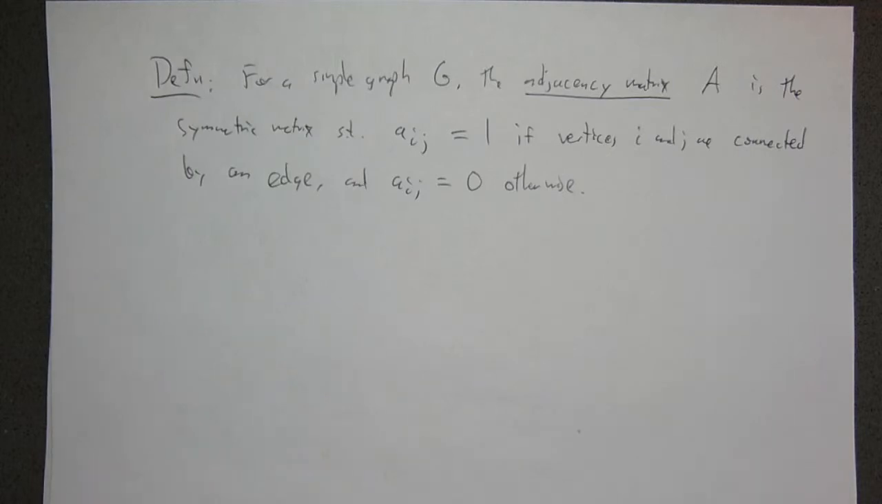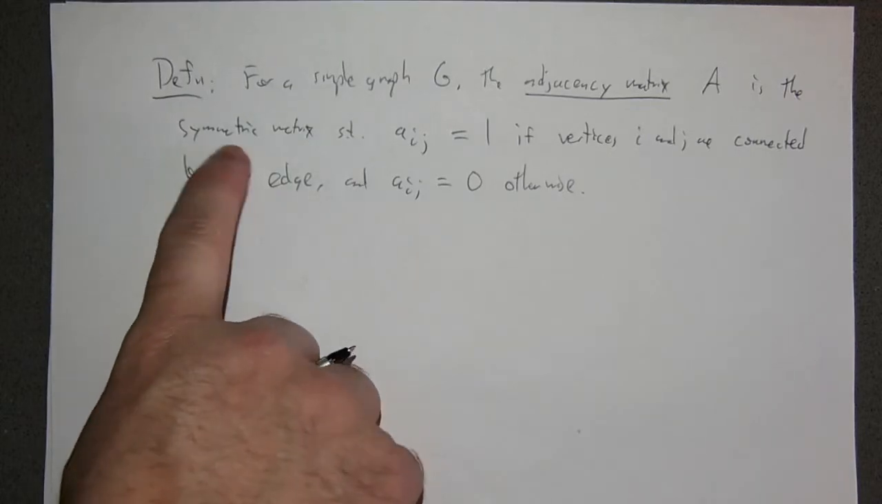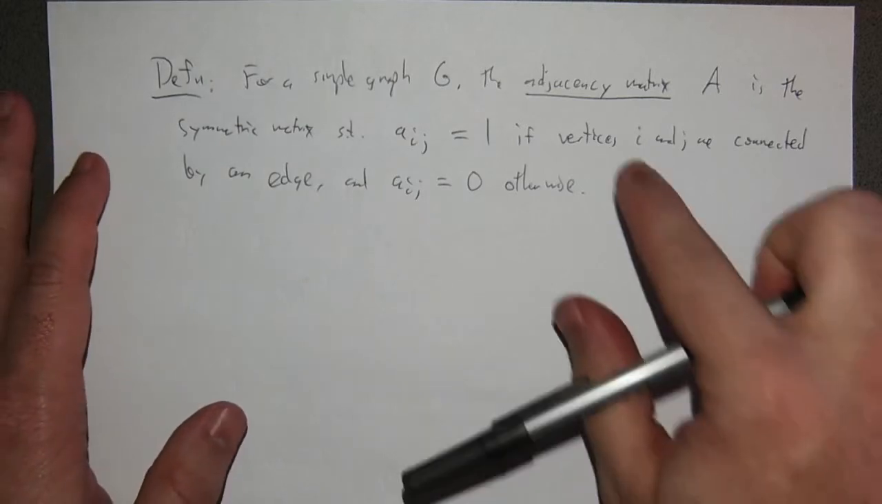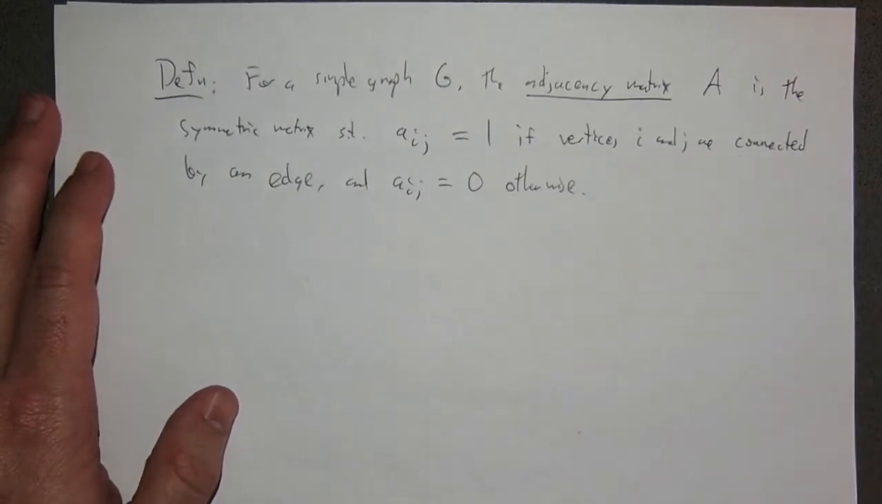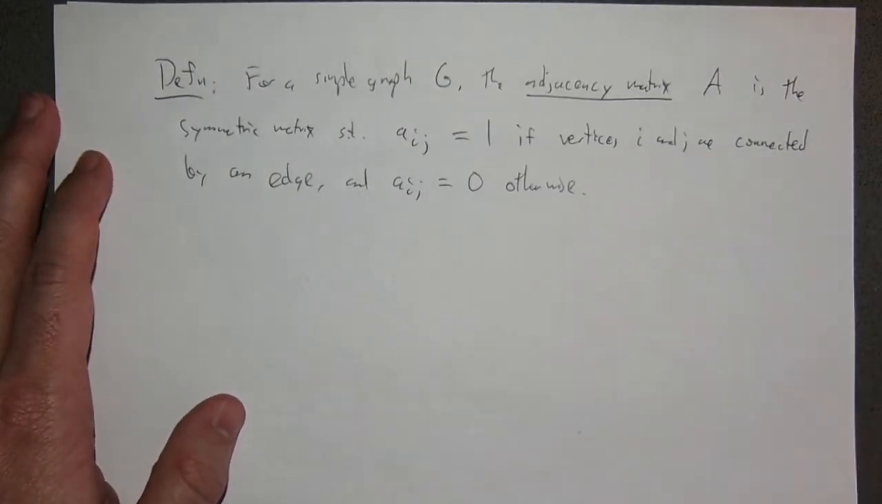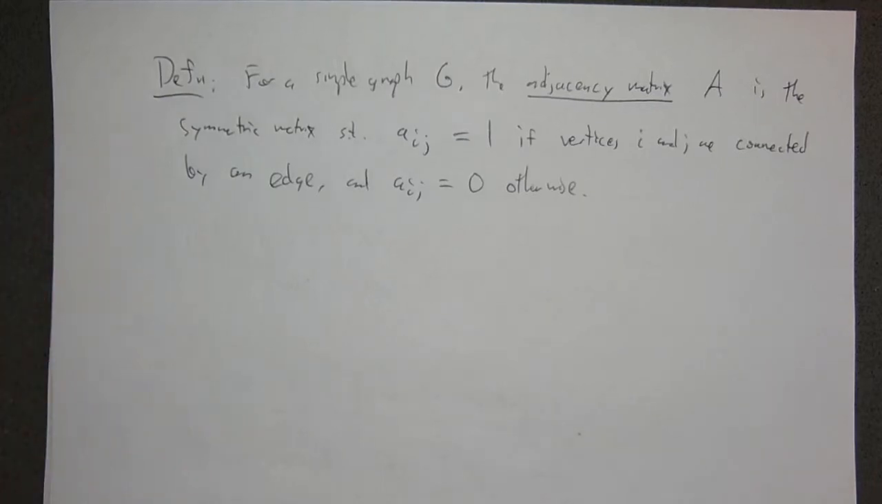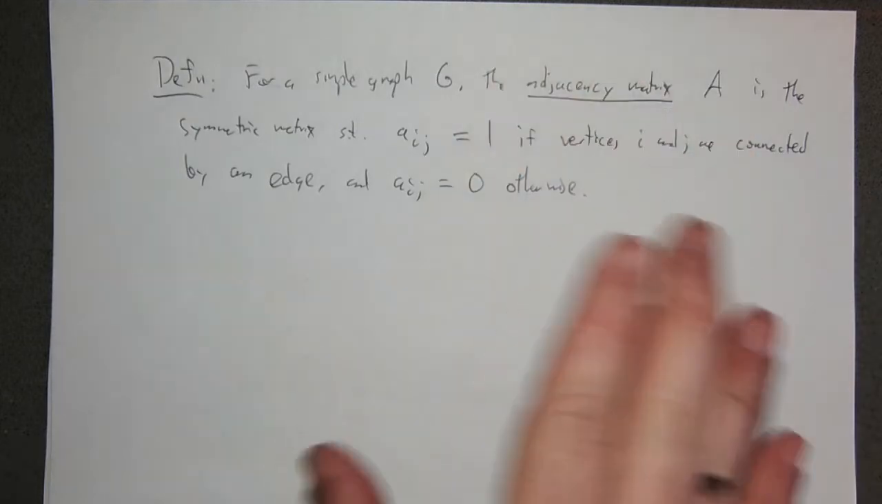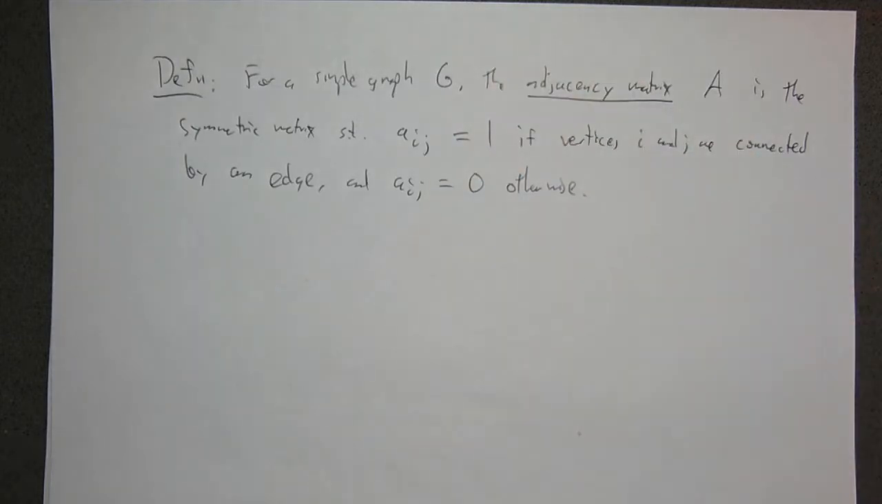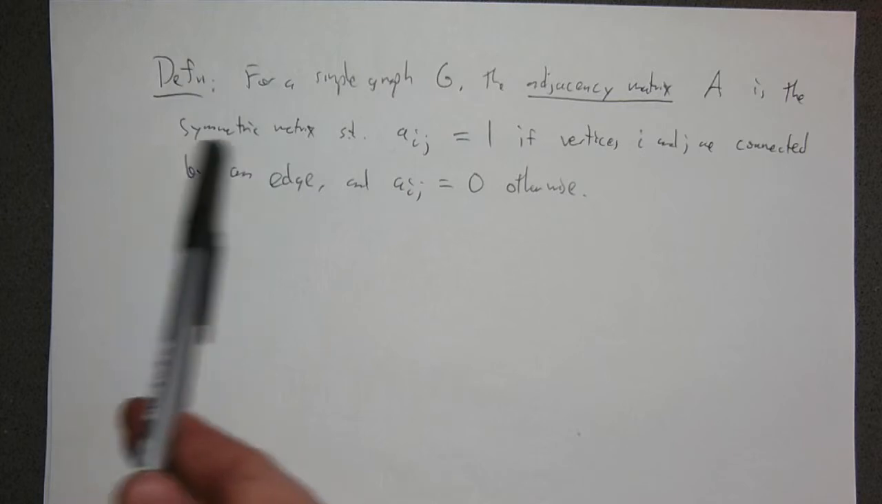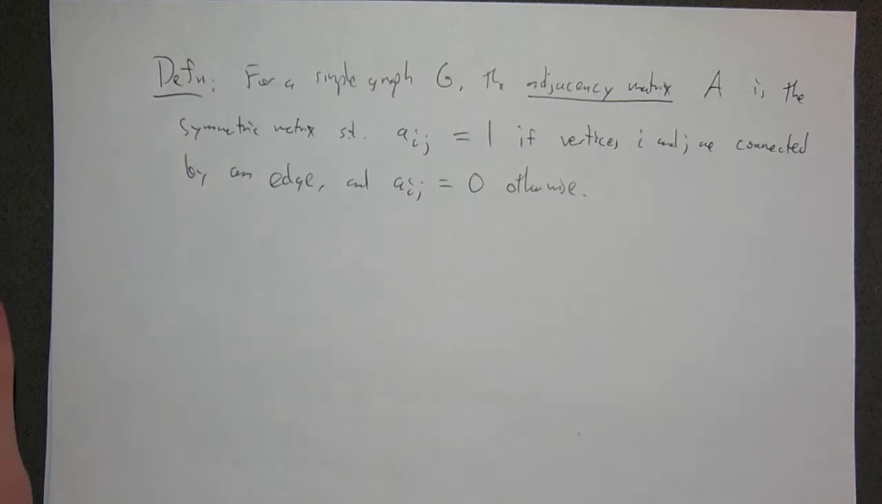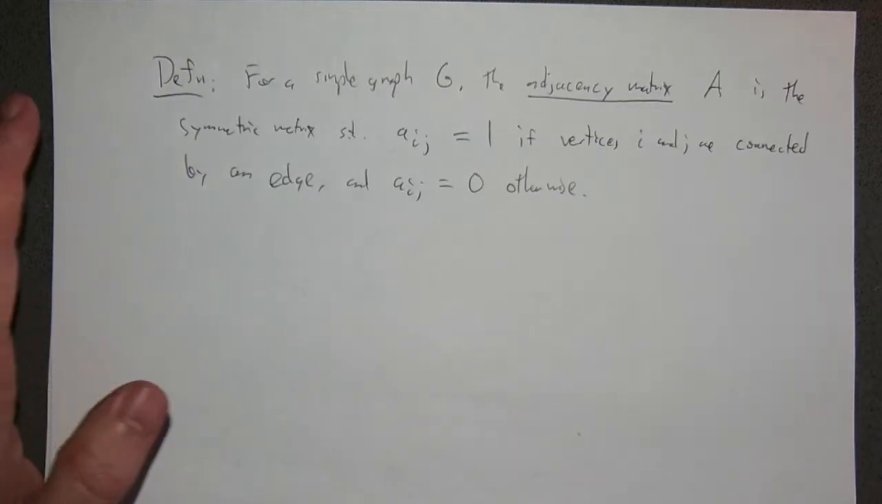Okay, so why is it symmetric? Because if vertices i and j are connected by an edge, then vertices j and i are connected by an edge. The notion of being connected imparts no idea of orientation. We're not going to differentiate between i being connected to j and j being connected to i. As long as they're connected by an edge, we don't care. And so by definition, it's necessarily symmetric. Okay, so that's where the symmetry comes from.